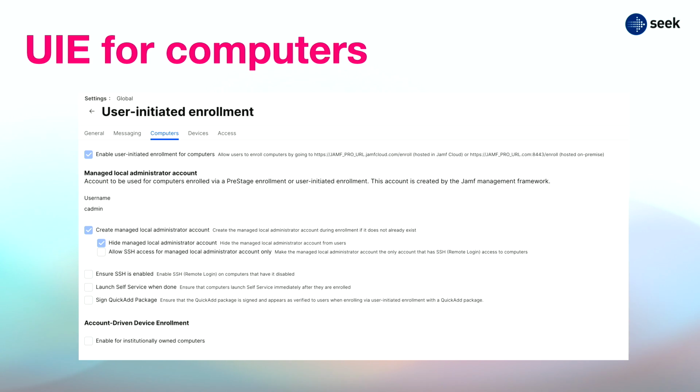Similar things with user-initiated enrollment. Now, we do have it turned on because we do want that managed local administrator created during pre-stage. And for a long time, this wasn't an issue because the Jamf app was only assigned to Jamf admins. But now, technically, any of our users could go to that URL and enroll their personal devices. Not really something we want, but we can't really turn it off either. So what we ended up doing was creating some alerts anytime a computer gets enrolled through UIE, and we also reviewed all our policies and basically excluded any computer enrolled through UIE from our policies.